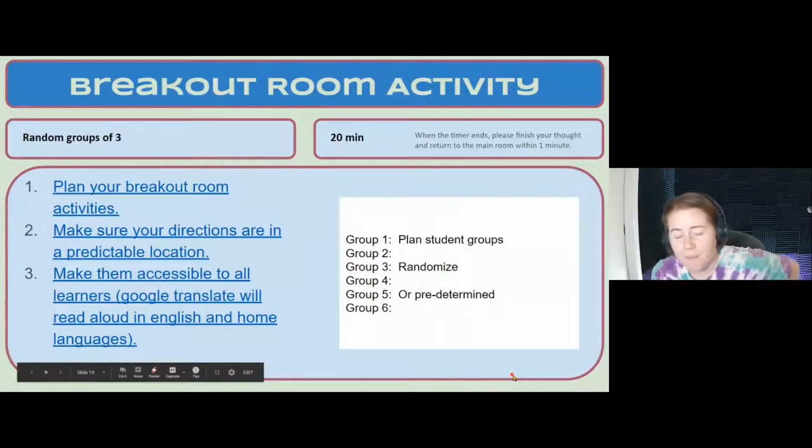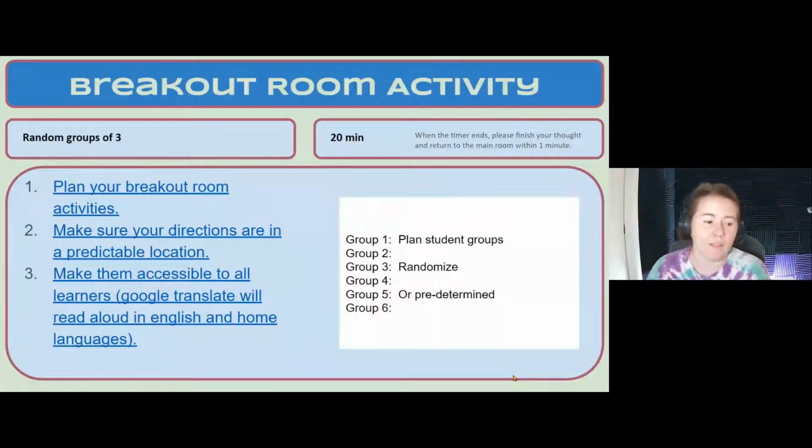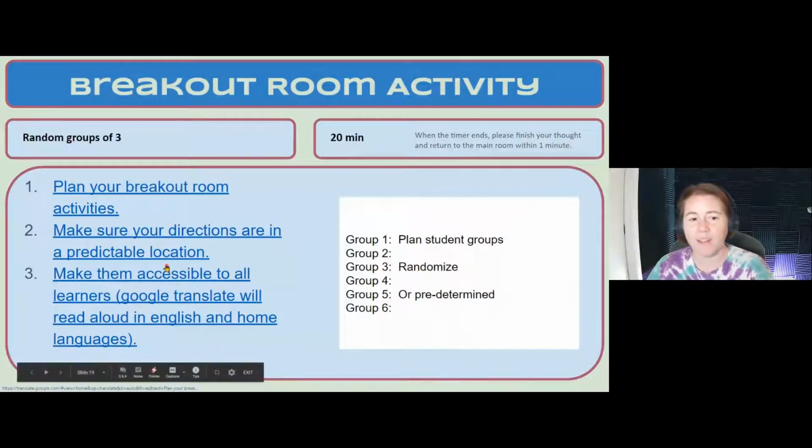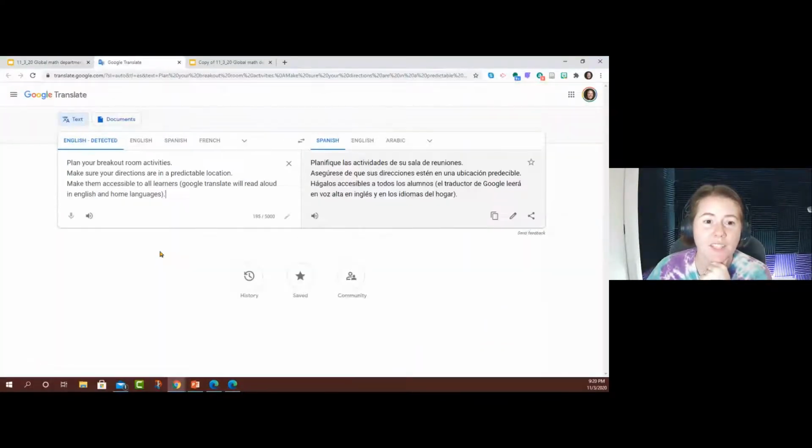Now, here's the best part. I frequently get kids who are kicked out of the internet or log back in or just need to listen to the directions again. So one of the tips I have for you is you can actually link these to Google Translate. I'm going to do just that here. It's already saved. I can press play. It'll read it to me in English.